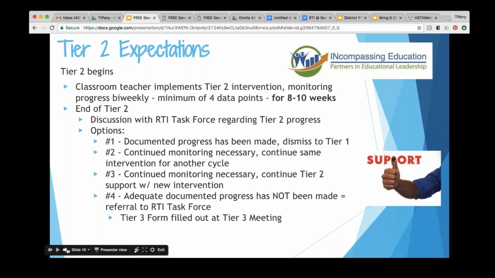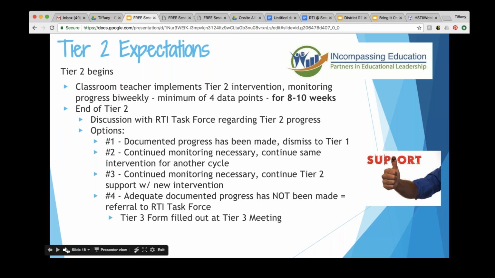At Tier 2 then, remember, the classroom teachers implemented this, collecting that progress monitoring data point bi-weekly for a minimum of 4 data points during that 8 to 10 week time period. We come to the end of Tier 2, you're going to meet back with that RTI school task force regarding Tier 2 progress. Here are, again, the options that you have at the end of Tier 2.